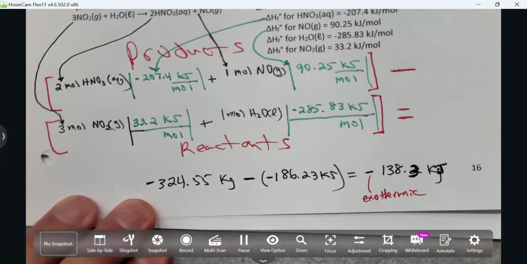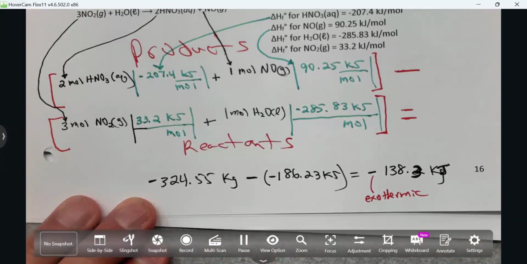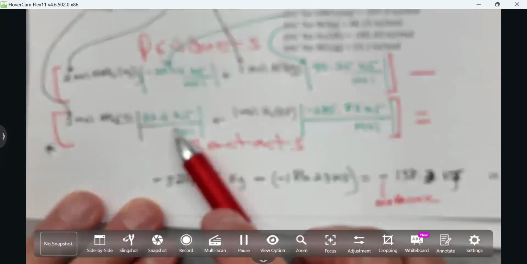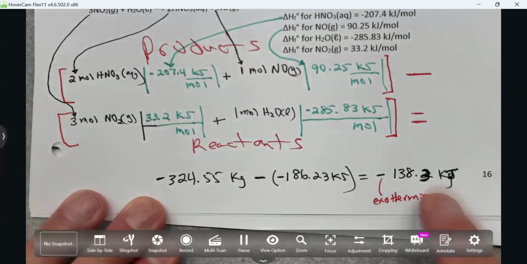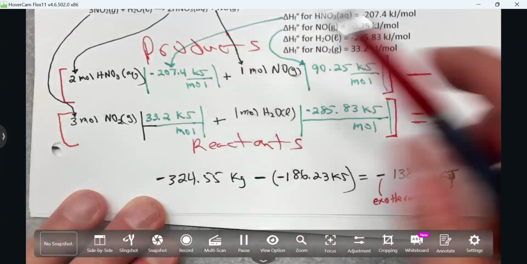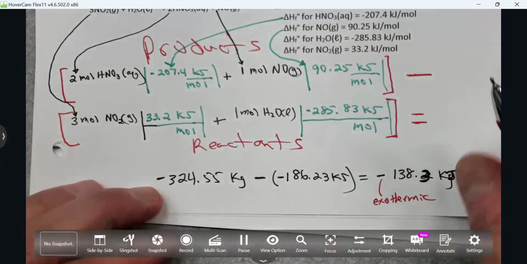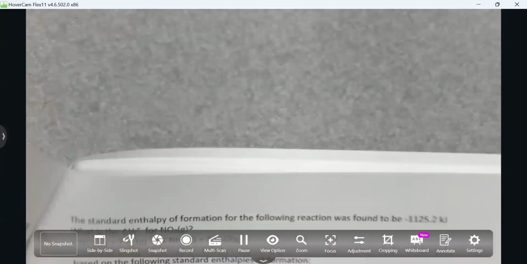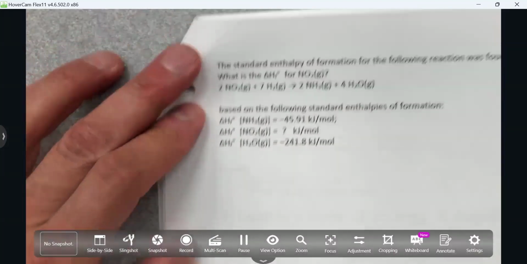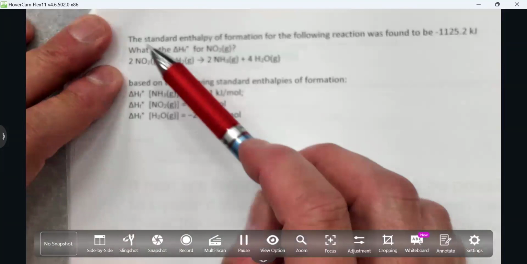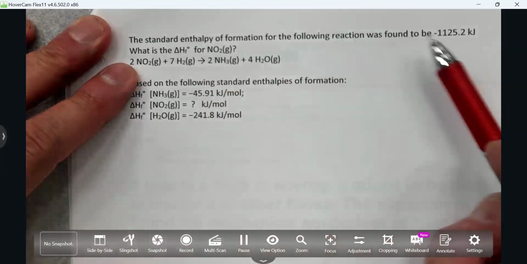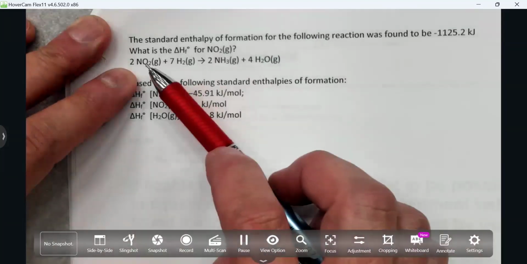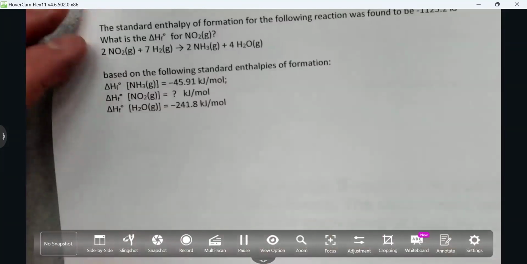Okay. Our last problem, and Al does one like this too. They want us to figure out what one of these values is that I have in green. It's going to give us the total, but we're simply figuring out what is the enthalpy formation value for one of them that was on the table. So in the last problem here, it says the standard enthalpy of formation for the following reaction was found to be negative 1125.2 kilojoules. What is the enthalpy of formation for NO2?